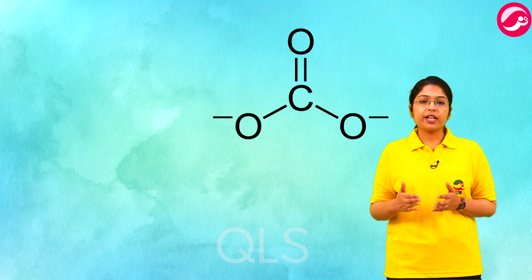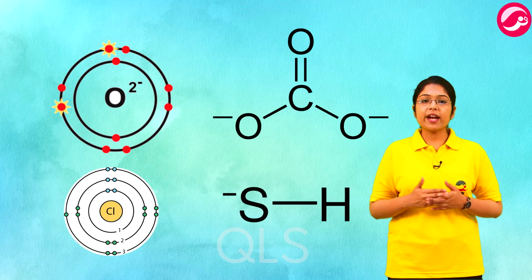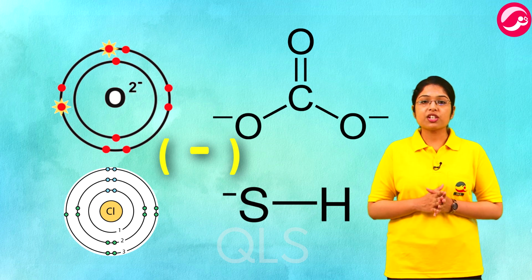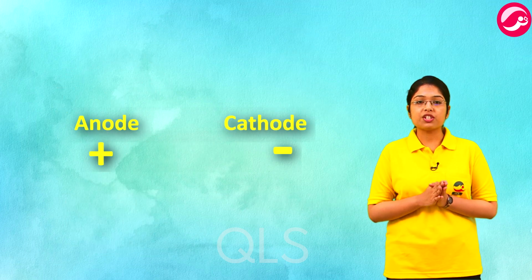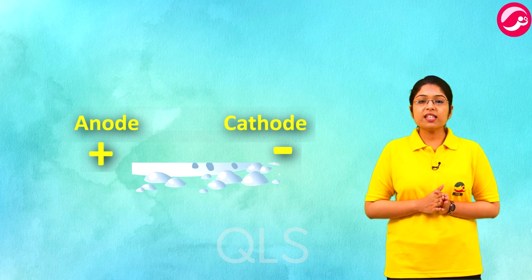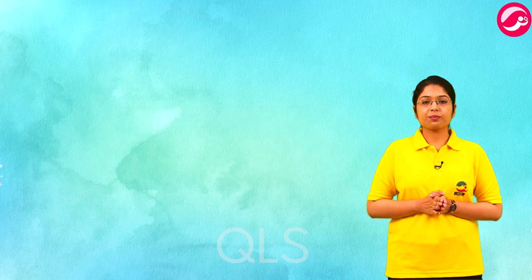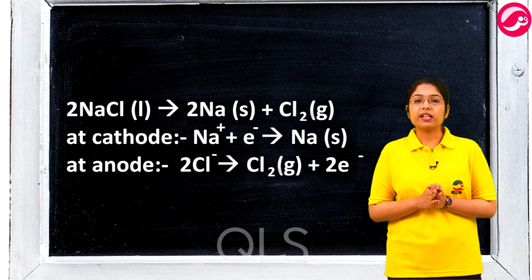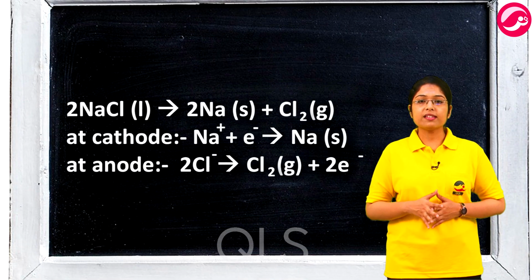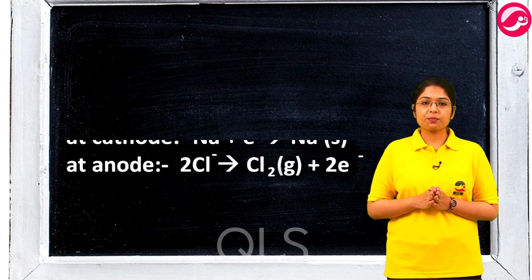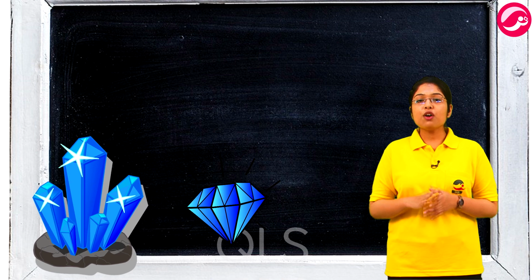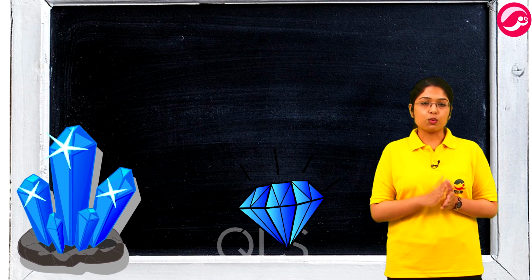So, the carbonate, sulfide, oxide, chloride ions are all negatively charged and hence get pulled out from the ore by the positively charged anode and thus releasing the free metal to travel towards negatively charged cathode. For example, when sodium chloride in its molten state is electrolyzed, it produces sodium metal and chlorine gas. So friends, now we have extracted the metals from their ores.